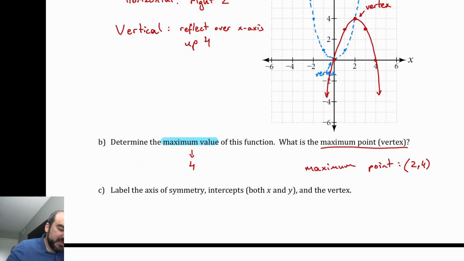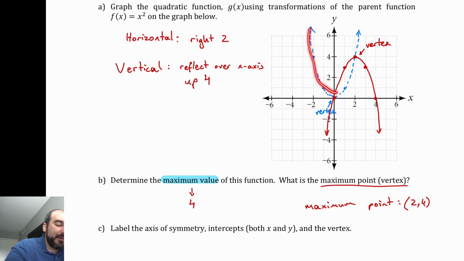Next part, part C says label the axis of symmetry, intercepts, and the vertex. As a quick reminder, when you have a quadratic function drawn as a parabola, we have an axis of symmetry that runs right down through the middle of the parabola, through the vertex. It's called an axis of symmetry because the parabola is symmetric on both sides, kind of like a mirror image of itself. So when we do shifts and reflections, the axis of symmetry is essentially going to go with those transformations.